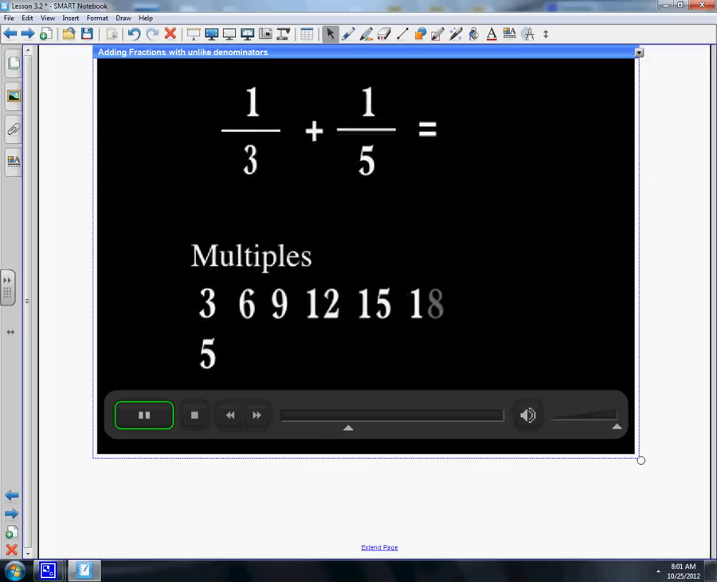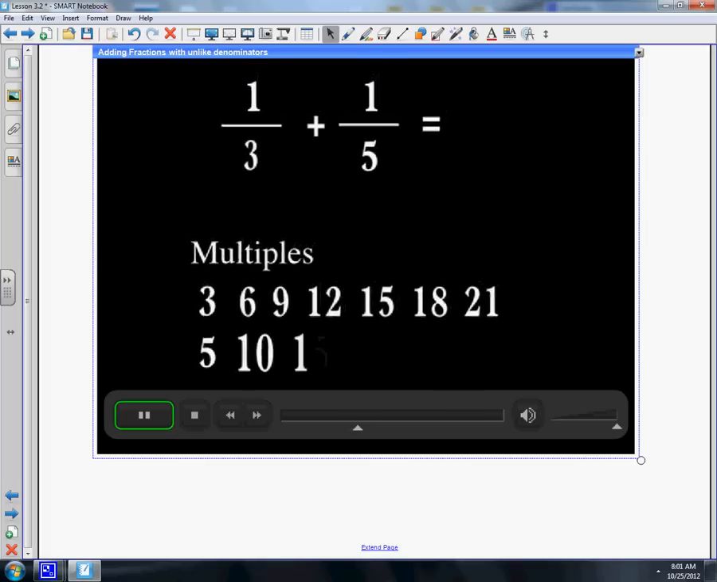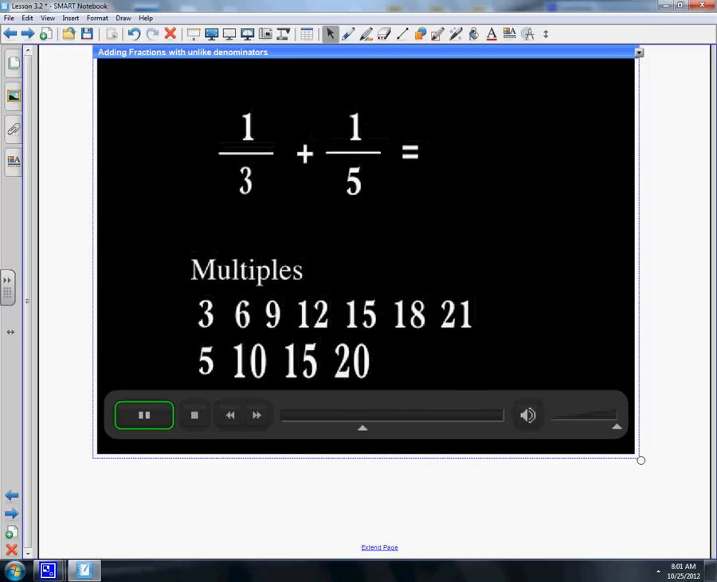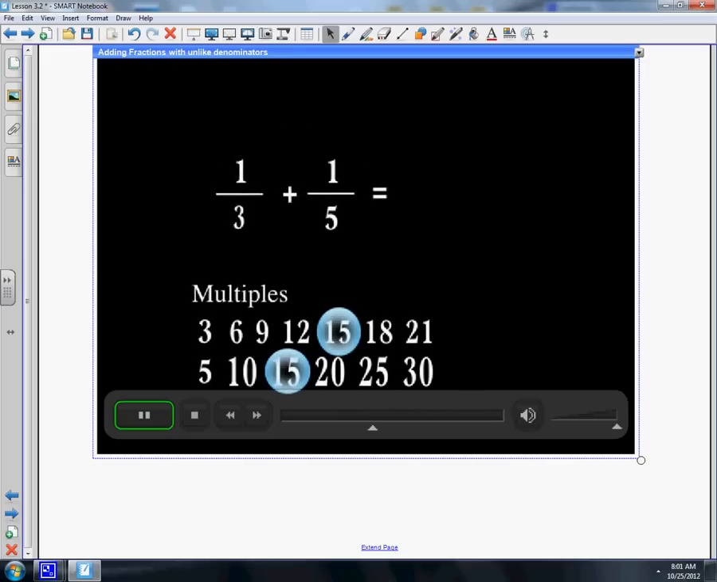What they're doing here is figuring out what do they have in common, like the LCM. This is what they're doing exactly, the LCM. Finding what they have in common, and right there they have 15 in common.